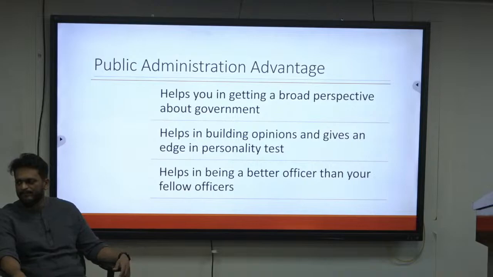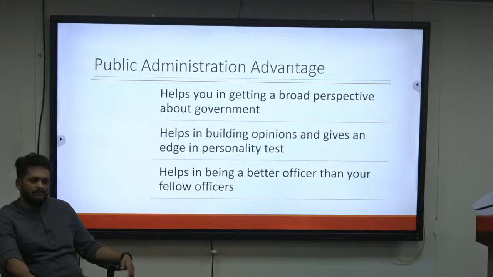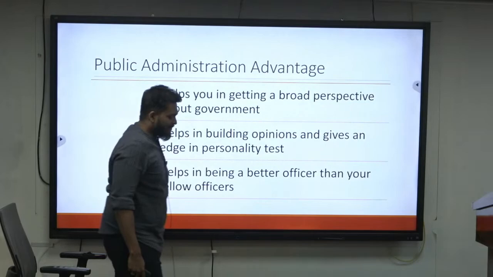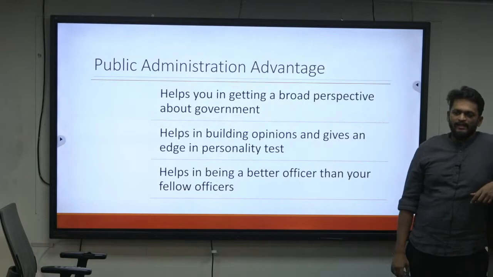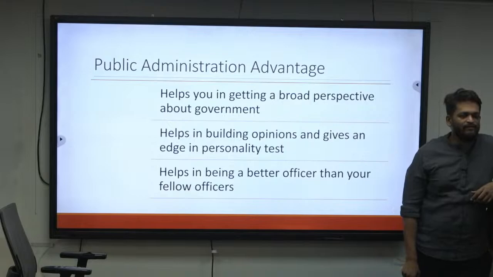In government, what is the ultimate goal? The ultimate goal is people's welfare. In private, what is the ultimate goal? Profit is the ultimate goal. So public administration as a subject is commonsensical in nature. That means if you attend the classes properly, you will develop that logic, whatever is necessary to write answers well. It is a common sense type of subject.